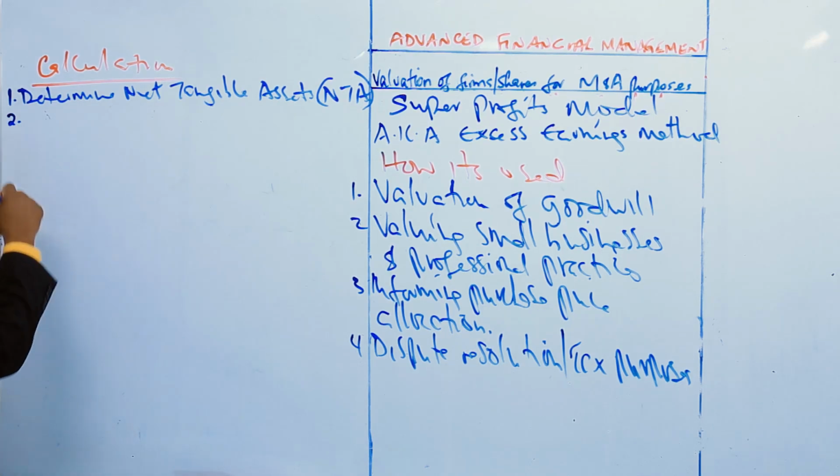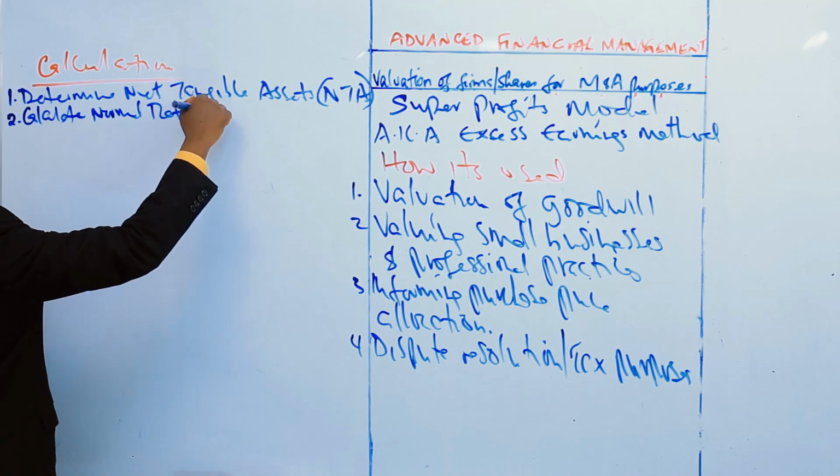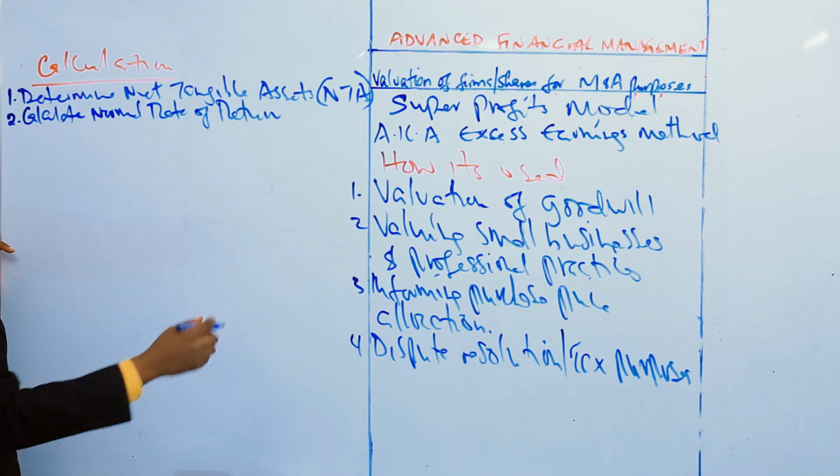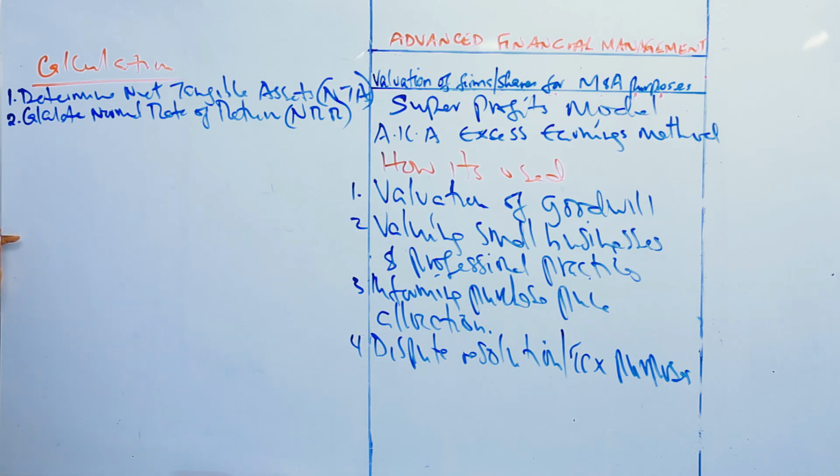Step number 2 is to calculate the normal rate of return. Step number 2, calculate the normal rate of return. Determine the typical rate of return that a similar business with similar tangible assets and risk profile would earn in the industry. And this is often based on industry benchmarks, on average returns on capital, or risk-adjusted rate for tangible asset investments. And this is a crucial and sometimes subjective input.